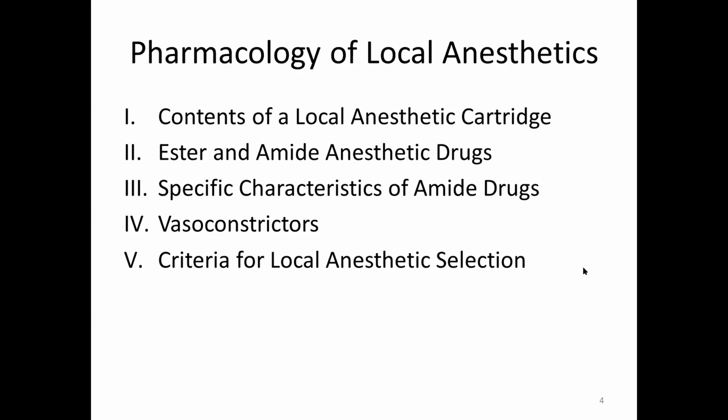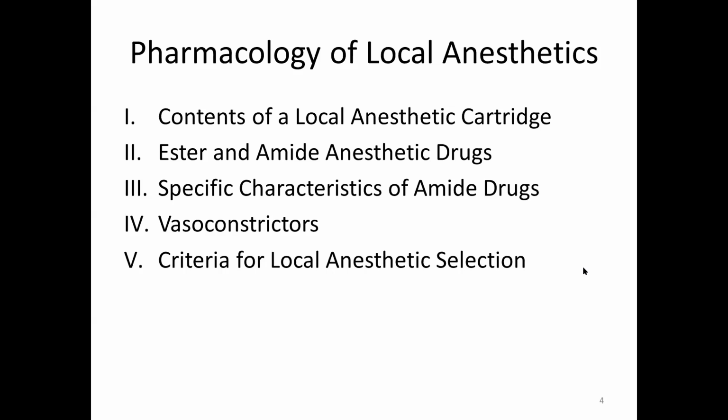And the concentration is 2% or 3% plain. The clinic has 3% plain. Now that does not have the vasoconstrictor in it. So you can choose plain or something that acts a little bit longer, that has the epinephrine in it. That is an FDA pregnancy category C. So that's about all I want you to know about that.